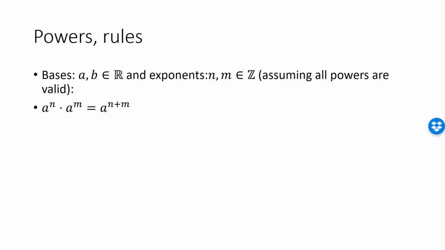The first rule deals with the product of two powers with the same base. With the product of two powers with the same base, I can simply add the exponents. The reason for this rule is not hard to see. For example, if I have a to the 3 and multiply that by a to the 2, then this is a times a times a multiplied by a times a, which is equal to a to the 5.